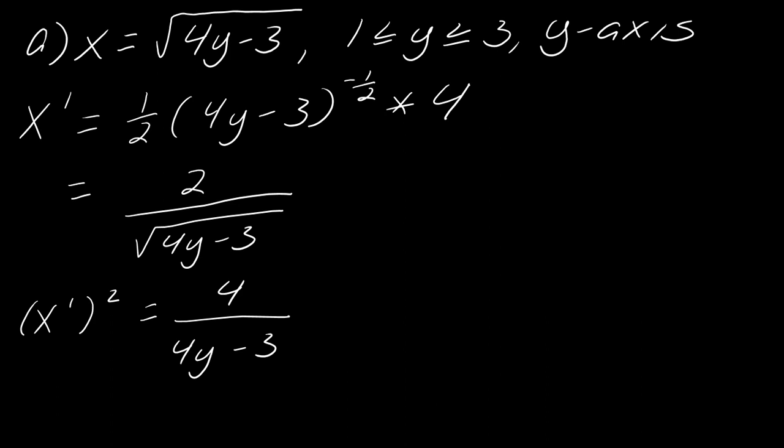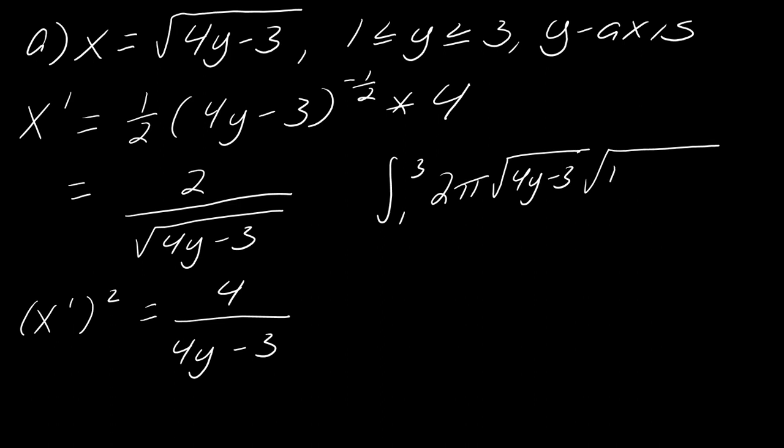Okay, so from here, now you've got to make some choices. So I am going to set this up, so from 1 to 3, 2 pi, okay, so I'm going to use the original function, 4y minus 3, square root of 4y minus 3, and then I'm going to multiply that times 1 plus 4 over 4y minus 3 dy. Okay, so this is a pretty classic trick that we're encountering in this problem.